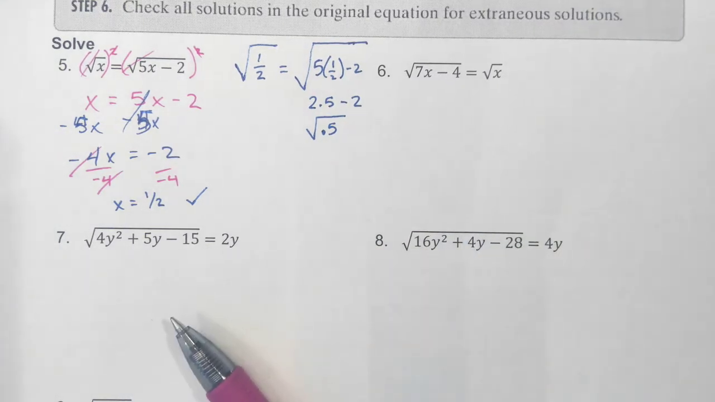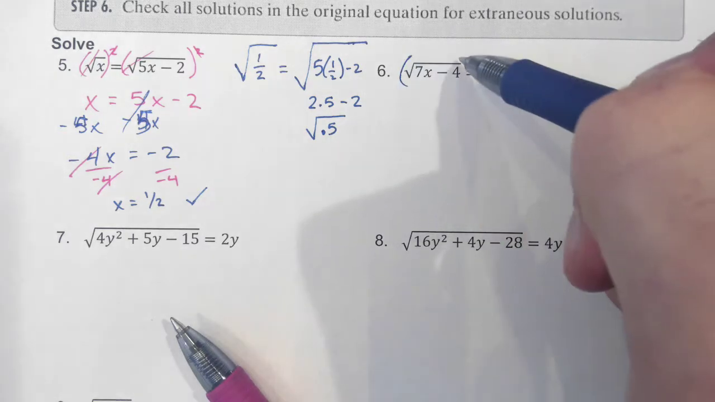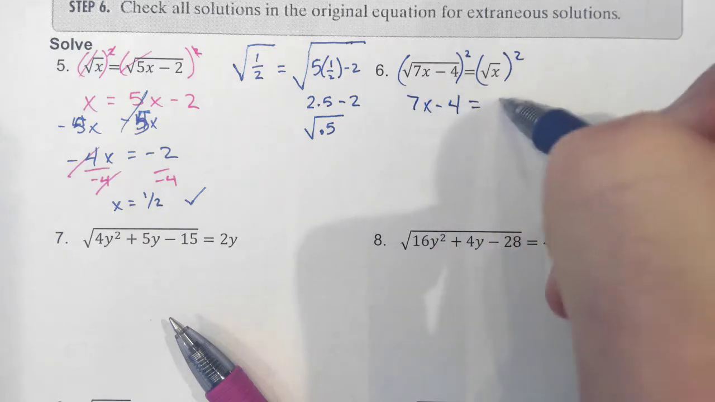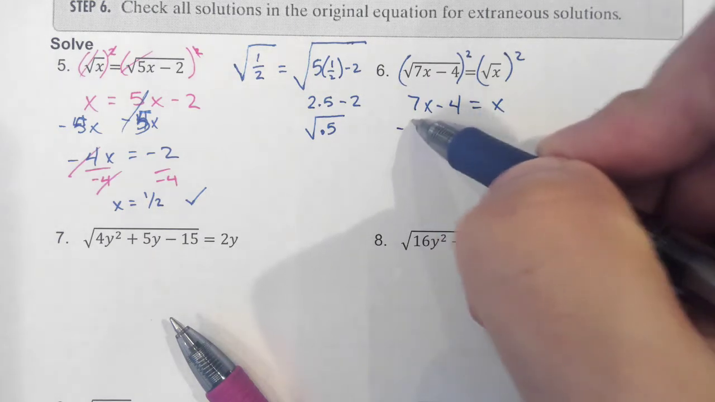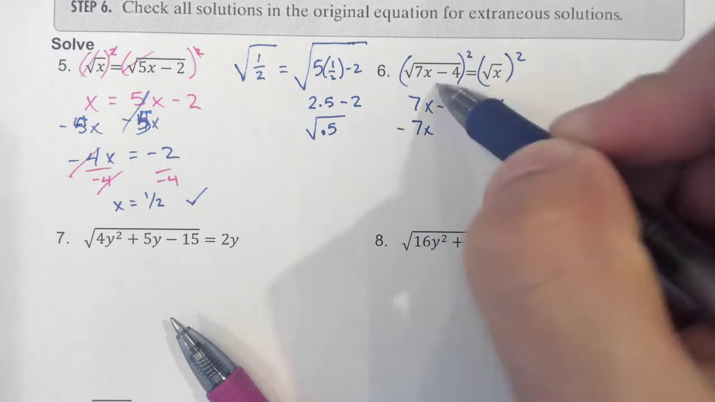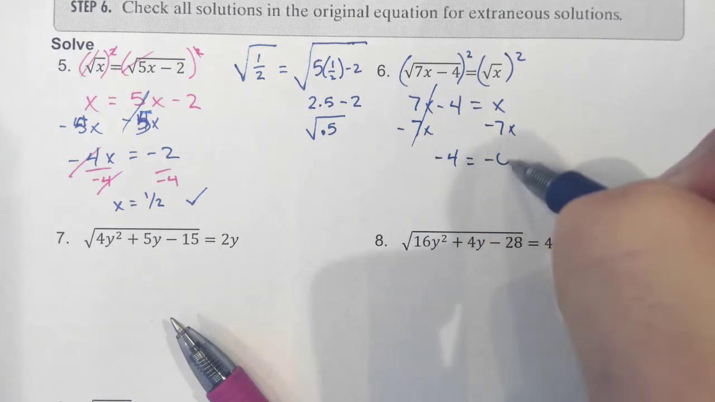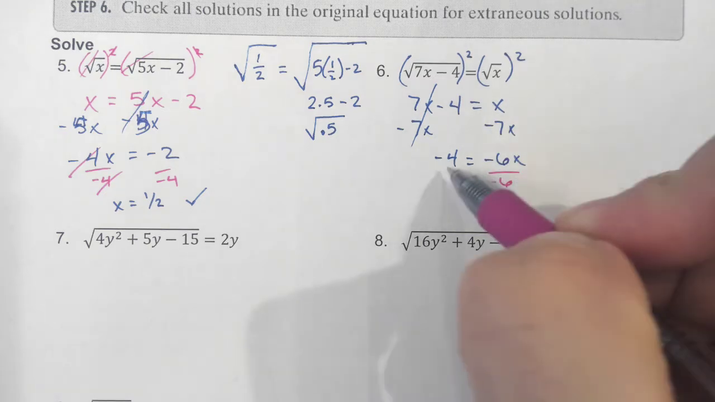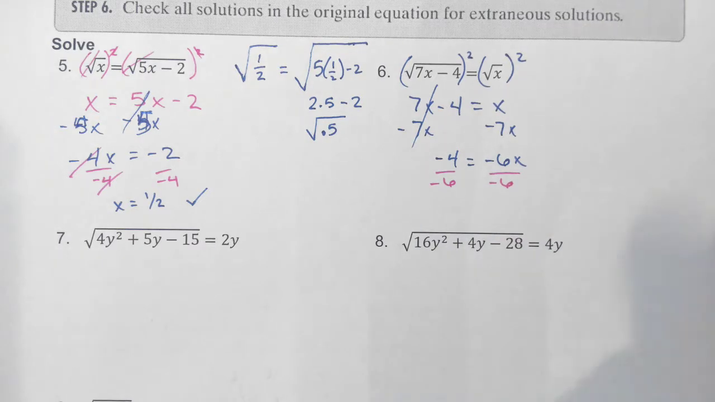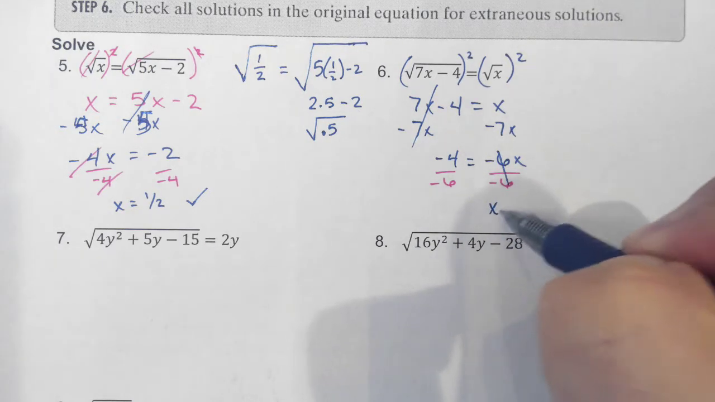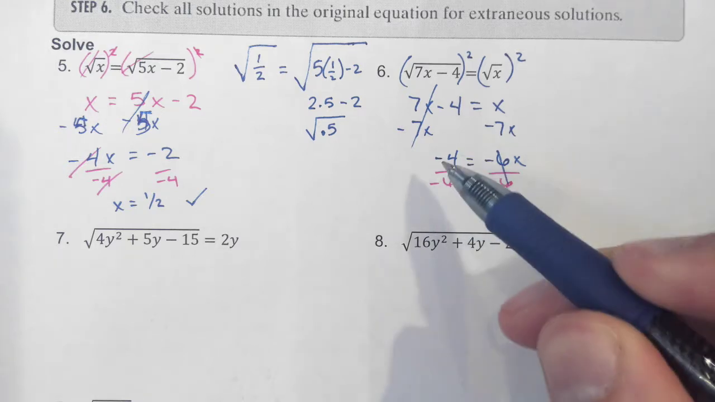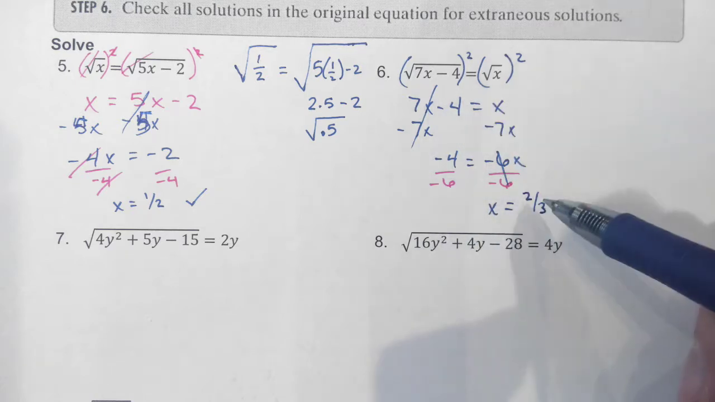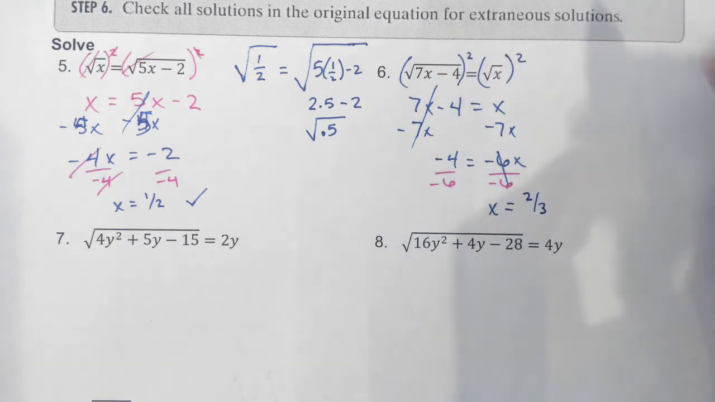Number 6, it's much like 5. I've got a radical isolated, so I'm going to go ahead and square both sides. That's going to leave me with 7x minus 4 equals x. I'm going to subtract 7x from both sides of the equation, and negative 4 would equal negative 6x. Divide both sides by negative 6 to get that x by itself. So those would cancel, and I would have x equals, two negatives make a positive, 4 over 6 reduces to 2 over 3. Okay, so again, not a great answer, but we can see if these kind of work out.